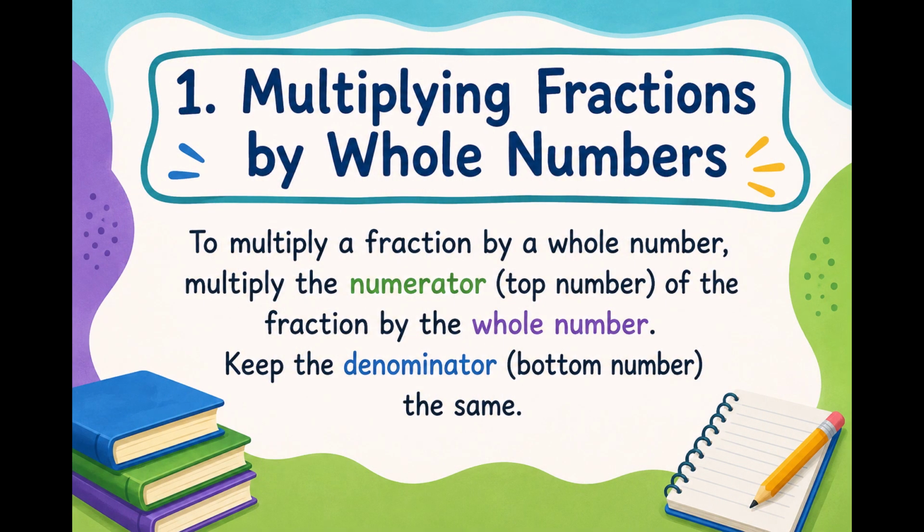Multiplying fractions by whole numbers. To multiply a fraction by a whole number, multiply the numerator, the top number of the fraction, by the whole number. Keep the denominator, the bottom number, the same.